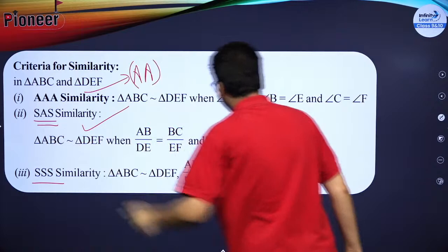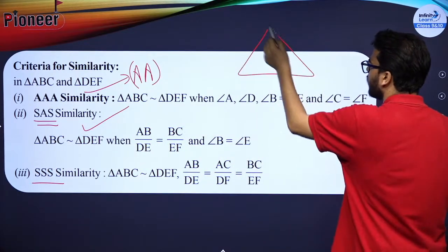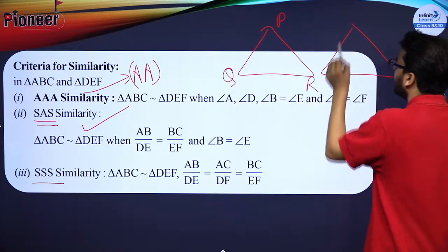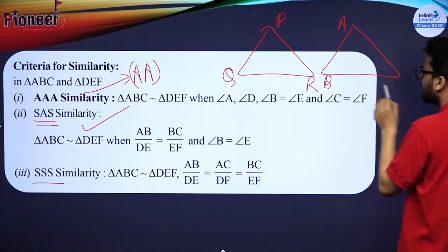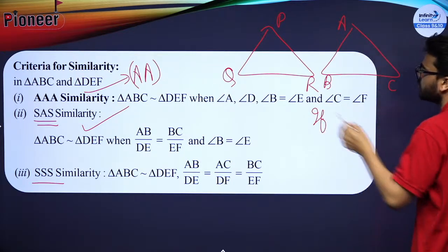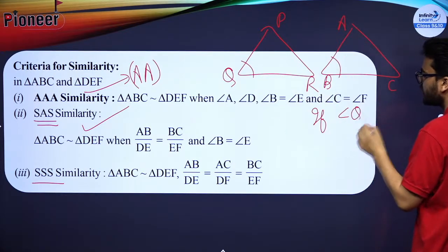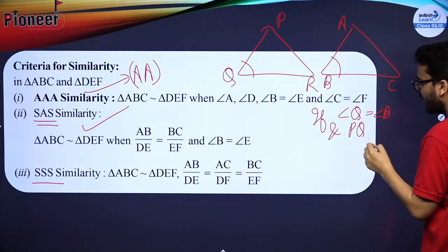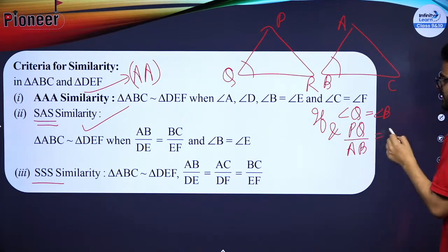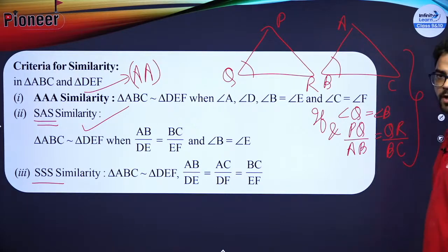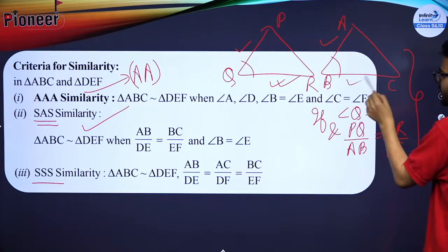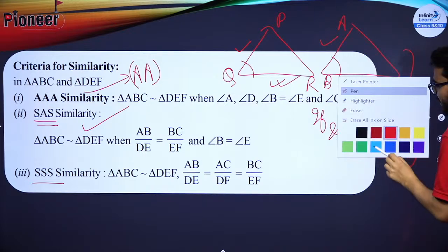SAS. For example, you have been given two triangles over here, PQR and ABC. Suppose it is given that angle Q is equal to angle B, and the ratio of the included sides, that is PQ by AB, is equal to QR by BC. You got that logic? One angle and the ratio of the included sides, this upon this is equal to this upon this. If it is given something like this, then the triangles will be similar.